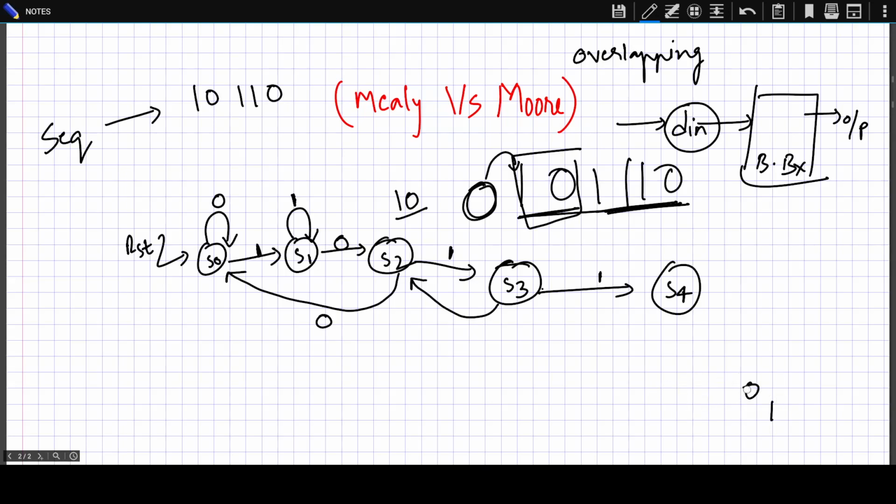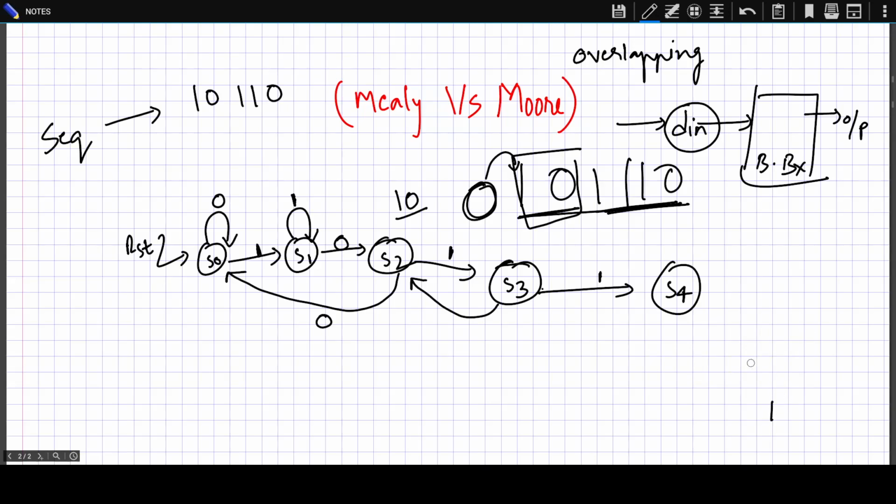I'll give a better example. 1 0 1 0 1 1 0 1 1 0. So this part is matched, and this part again is matched. 1 0 1 1 0. So you will get the output high 2 times, once here at 1 0 1 1 0, and again at 1 1 0 here. So it will be matching the overlapping sequences.